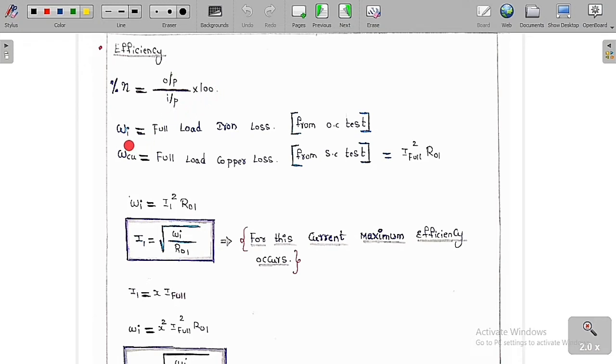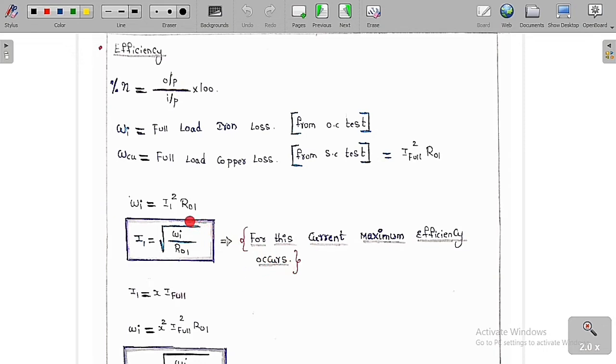I have already told you iron loss, Wi, is called the full load iron loss from the OC test. From the OC test we get the iron loss or the core loss, which are the constant losses. Whereas the copper loss is called the full load copper loss. From the SC test we get the full load copper loss equal to I full load square into R01. So Wi is equal to I1 square into R01. Therefore iron loss is equal to copper loss at maximum efficiency, so I1 is equal to the square root of Wi by R01. This is the current at which maximum efficiency occurs.